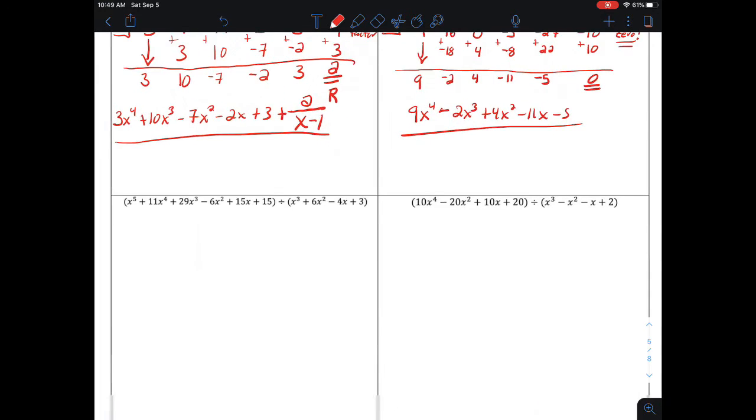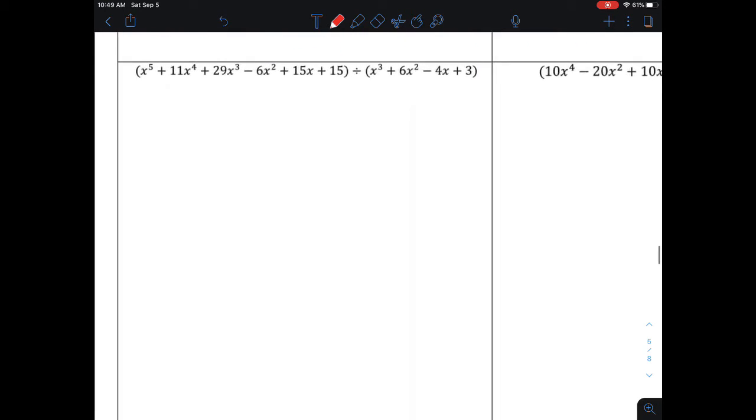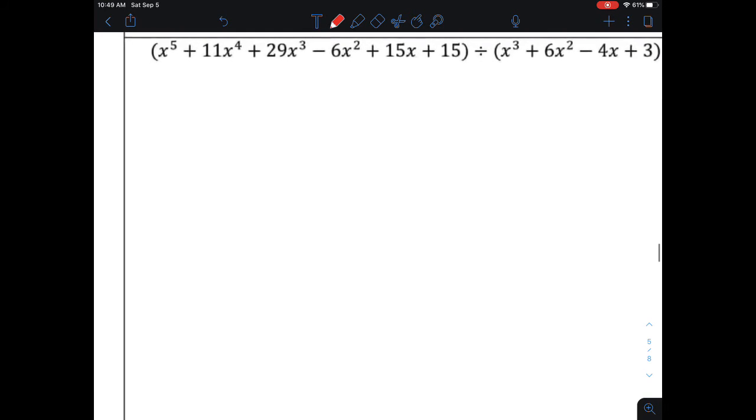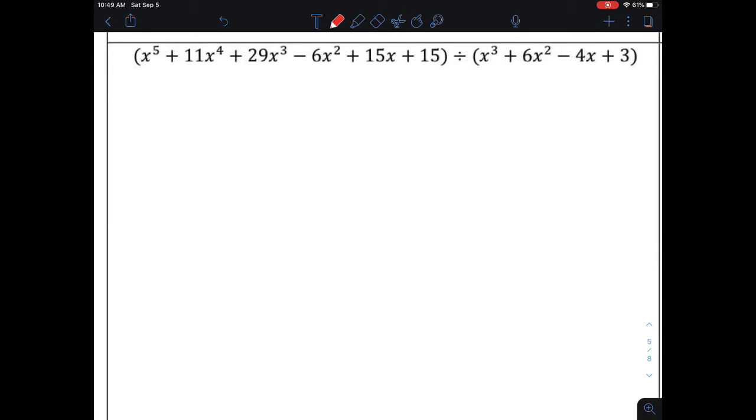Now let's do some division when we're not dividing by a linear factor. We're dividing by something much larger. I'm looking at this degree 5 polynomial and I'm dividing by a degree 3 polynomial. So you cannot use synthetic division for this. We have to do long division. And like the name, this is often very long in process. So I'm going to write what I'm dividing by.